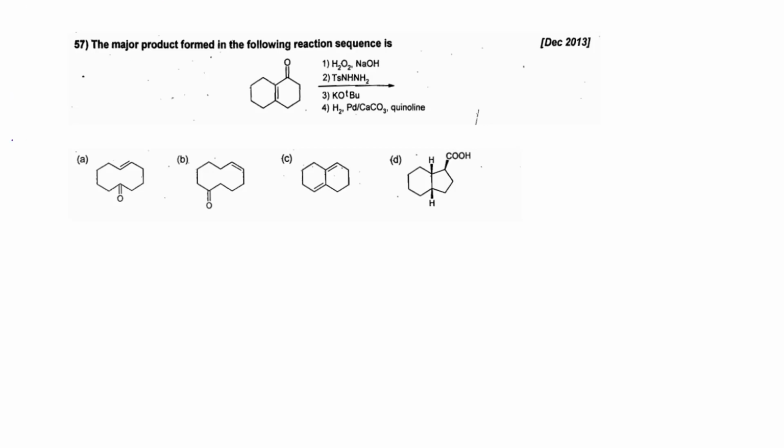So first, this reaction we have discussed earlier also. This is Eschenmoser fragmentation reaction. We have discussed this in one of the classes, because this name reaction has been mentioned in your assignments multiple times. So what will happen? In presence of H2O2, this double bond will be epoxidized.